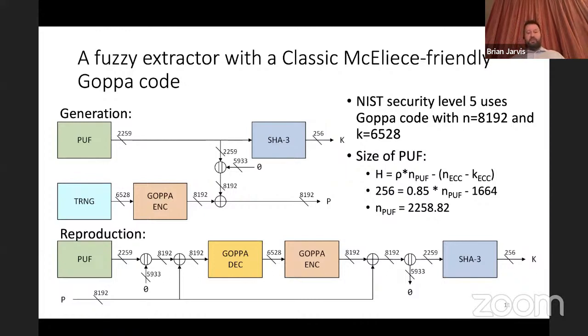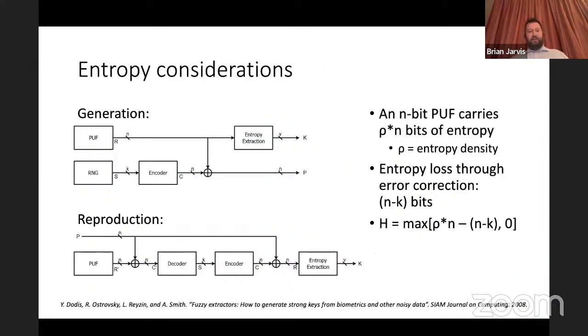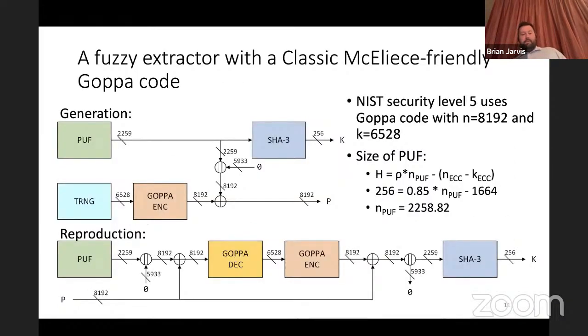So using that equation that I talked about in the previous slide, you would solve for the size of the PUF that you would need. So you would end up with a 2,259-bit PUF. Now, if I just pop back to the previous slide for a second, you'll see they use the same size of PUF as the output of the encoder. You could do that, and you could use an 8,192-bit PUF. However, you would actually end up with much more entropy on that value of k than you actually need.